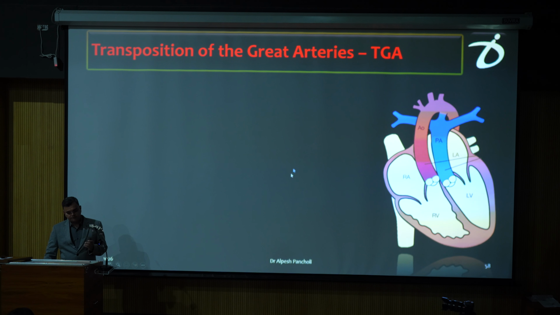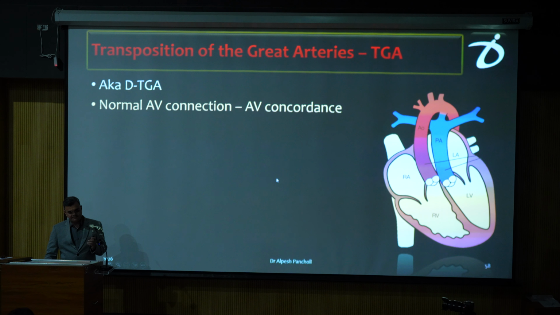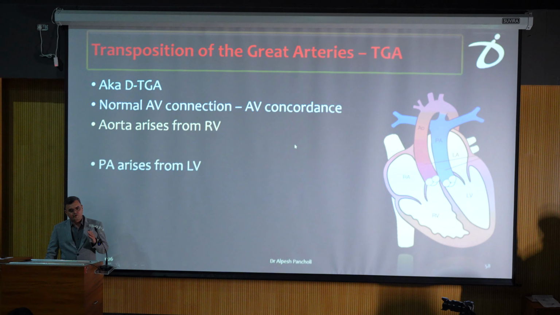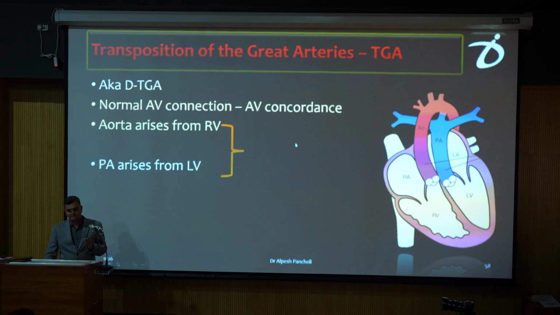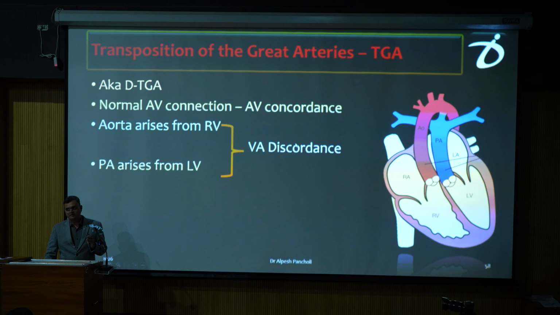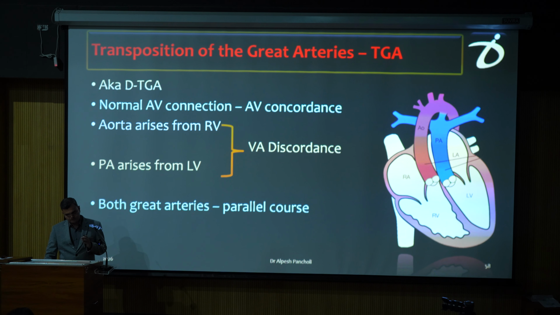So transposition of the great arteries, also known as DTGA, there is normal AV connection. So the left atrium is connected to the left ventricle, right atrium is connected to the morphological right ventricle. So there will be AV concordance, while the aorta is arising from the right ventricle and the pulmonary artery arising from the left ventricle. This is known as VA, ventriculo-arterial discordance.